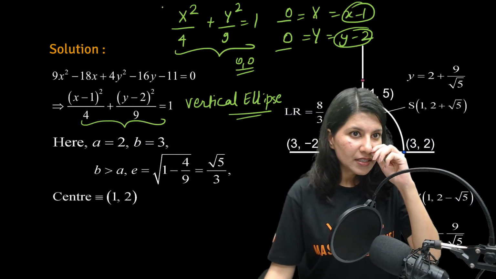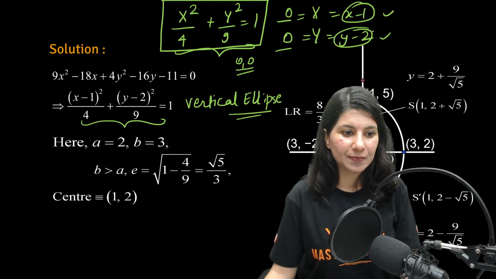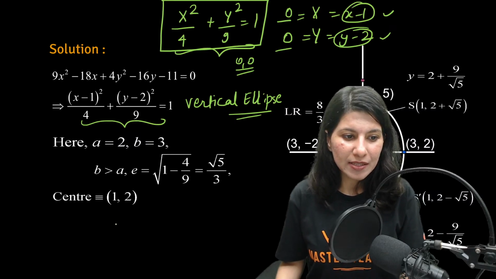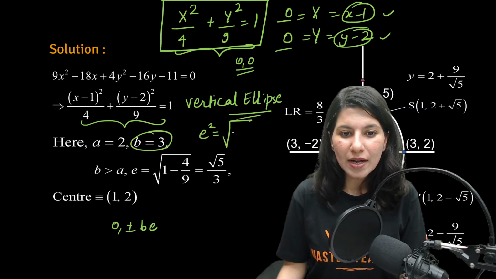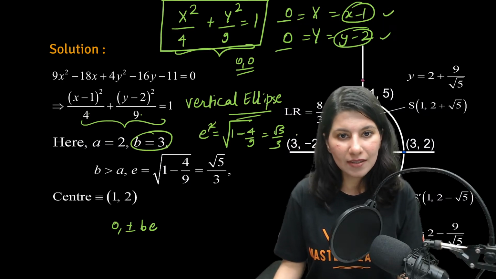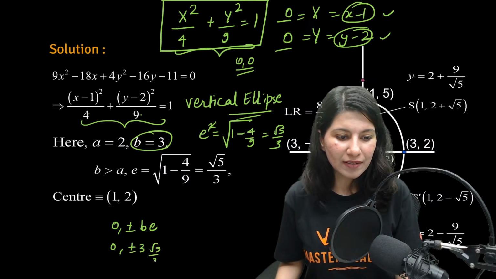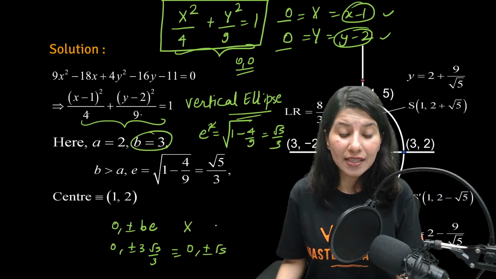Now, just find everything about this ellipse and then convert it into this. Center is done. Now what about focus? So ma'am, focus for this vertical ellipse is (0, plus minus be). B over here is 3. Eccentricity, you can calculate e square is equal to 1 minus smaller square, 4 by 9. So this is going to be root 5 by 3. Eccentricity will be root 5 by 3. So (0, plus minus 3 times root 5 by 3). So this is going to become (0, plus minus root 5). But this is capital X and capital Y.